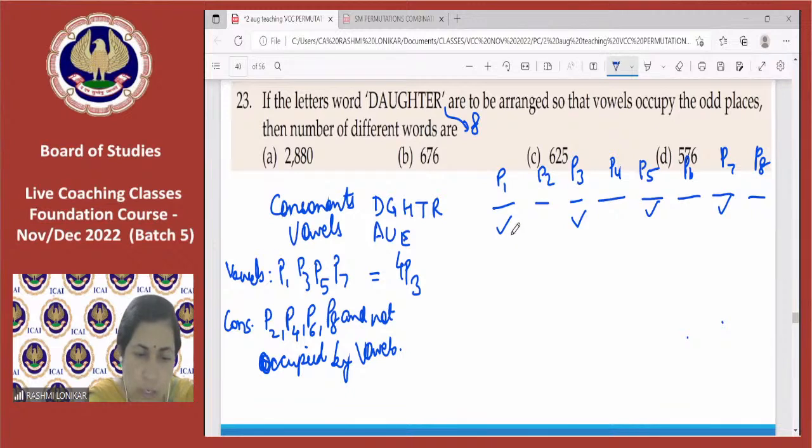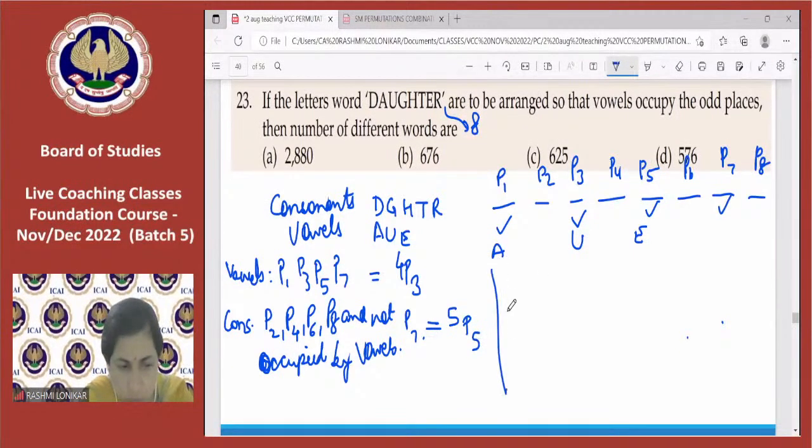So suppose what happens, P1, P3 and P5, I use A, U and E. How many places are remaining? Odd places. Only P7 is remaining. So only P7 will come here. So 1, 2, 3, 4, 5. So how many are there? 5 places are available. And how many consonants are there? 5. So I have vowels and consonants.